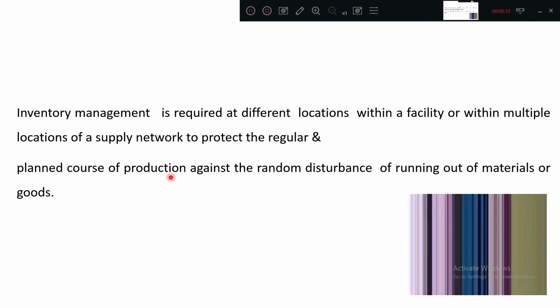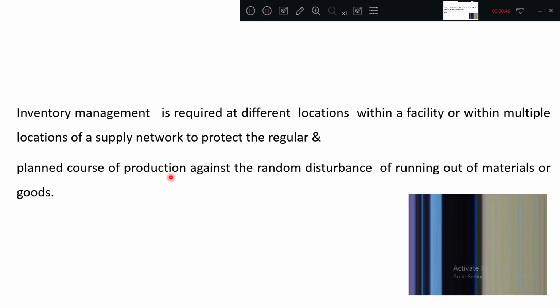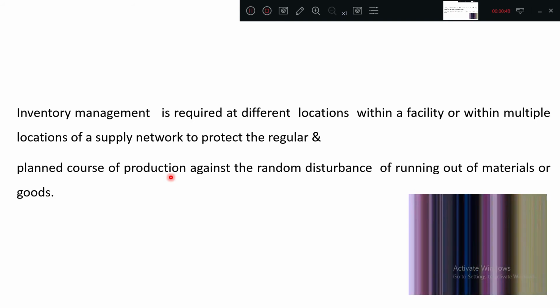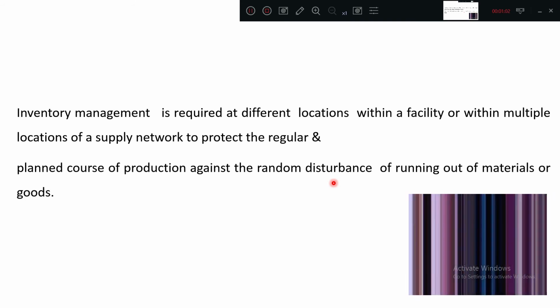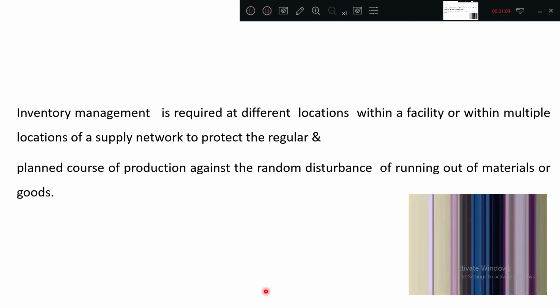Okay, if a big site is there, small outlets may also be present at other places which are regularly consumed, within the multiple locations of the supply network. To protect what? To protect the regular planned course of production against random disturbance of running out of materials. Okay, suddenly the materials will get short. To avoid that, it is required for different locations.